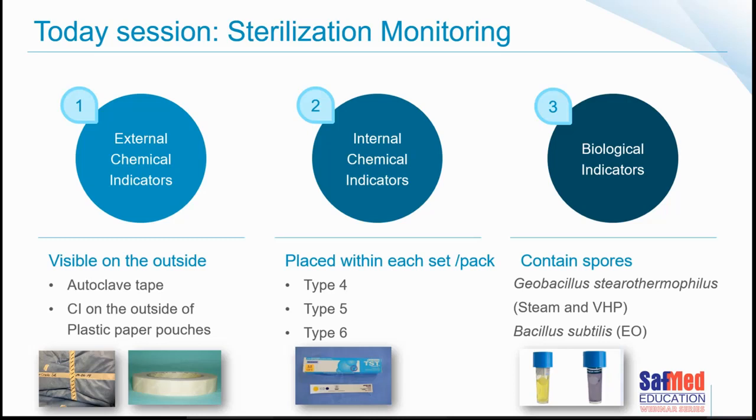Internal or in-pack chemical indicators are placed within a load, within a set, or within a pack. And of course, if we're putting them inside containers of different levels, we would probably want to look at putting one on each level. In this regard, we'll talk about type 4, type 5, and type 6 chemical indicators. And then, of course, biological indicators. Biological indicators contain spores like Geobacillus stearothermophilus or Bacillus subtilis, depending on what type of process or sterilant we're trying to test. And we're going to go into a little bit more detail around that now.